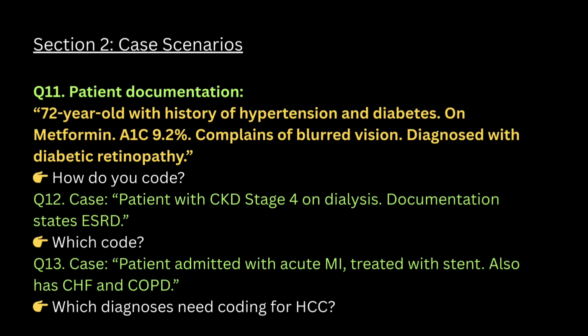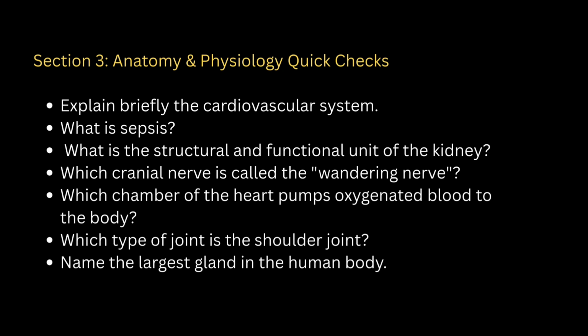The question was patient documentation: 72-year-old patient with a history of hypertension and diabetes. He is on metformin. A1C 9.2%. Complaint of blurred vision. Diagnosed with diabetic retinopathy. The question was, how do you code? And second question, patient with CKD stage 4 and dialysis. Documentation states ESRD. How would you code?